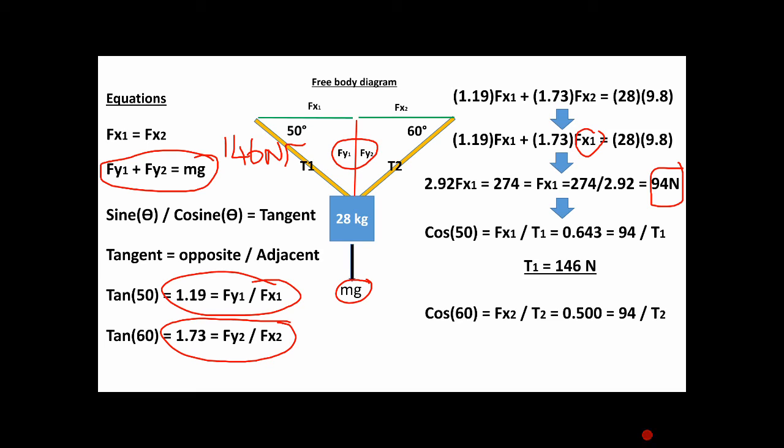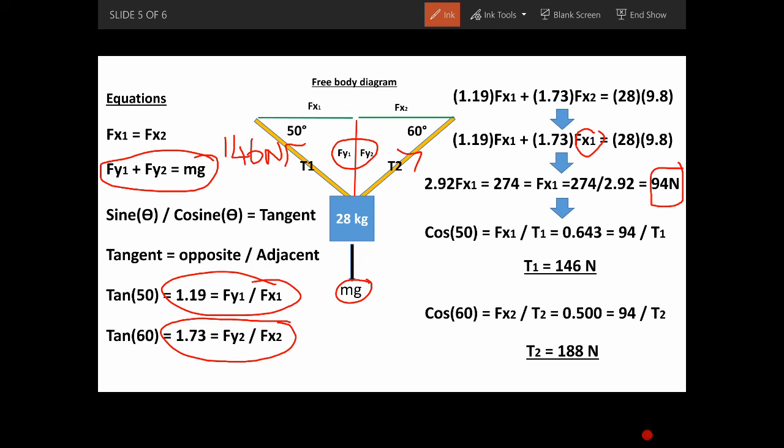And now for T2, it's the cosine of theta, which is 60, equal to Fx2 divided by T2, obviously the hypotenuse in the trigonometric function. That gives us 0.500 equals 94 divided by T2. Rearranging to solve for T2 gives us a T2 of 188. So there we have it: 188 newtons in T2 and 146 newtons of force in T1.